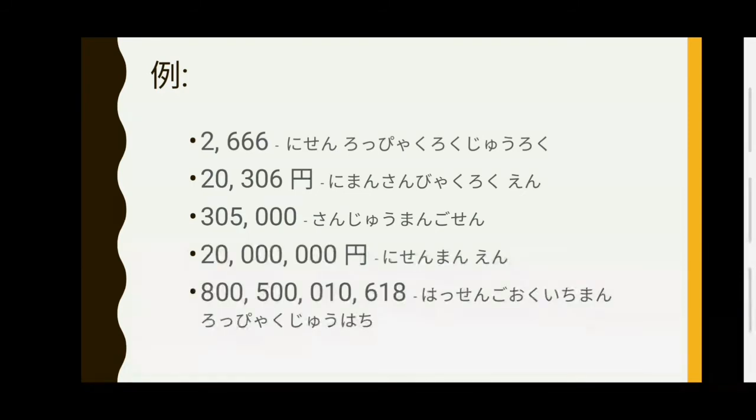Another, last is 100 billion, 500 million, 10,618 yen. So it is hassen gooku ichiman roppyaku juhachi.